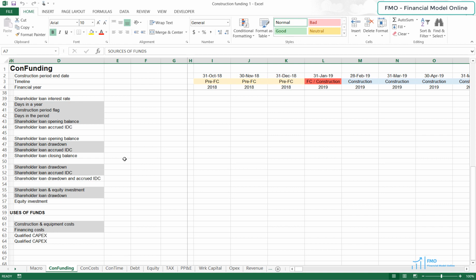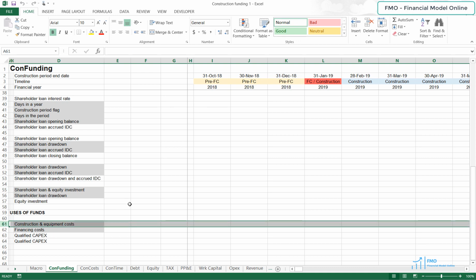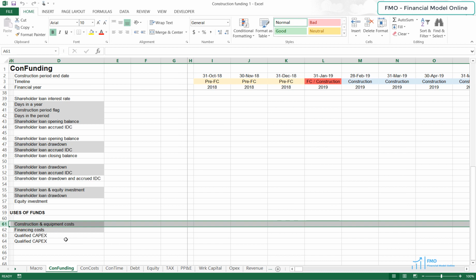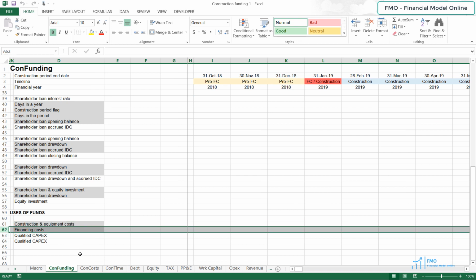The uses of funds are represented by the items that we are going to spend our cash on during the construction period. We are talking about the construction and equipment costs, which we have modeled in the construction and equipment cost sheet in the previous lesson, and there will be the financing costs related to our construction debt. We are going to be paying interest during construction, and we are also going to be paying debt-related fees during the construction. I am going to stress this.